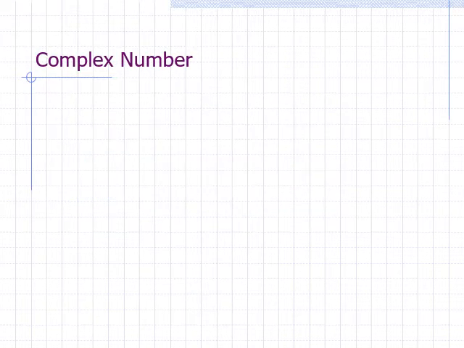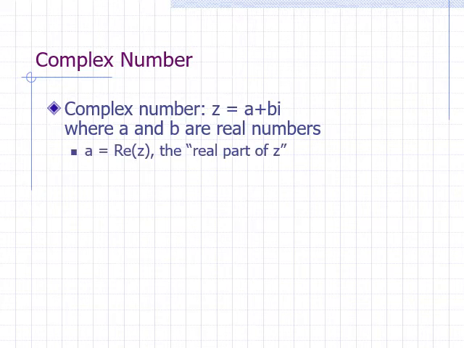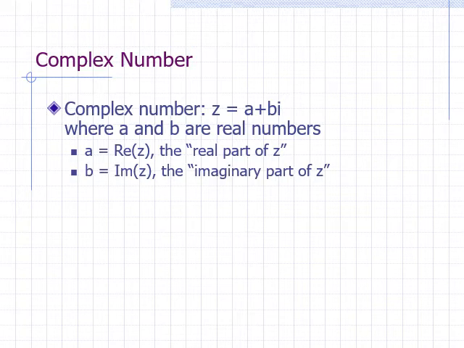A complex number is defined as the sum of a real number and a real number times i. If z is a complex number, we can write it as a + bi, where a and b are real numbers. Here, a is called the real part of z, and b is called the imaginary part of z.